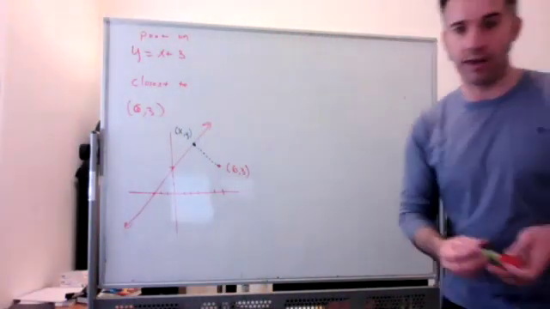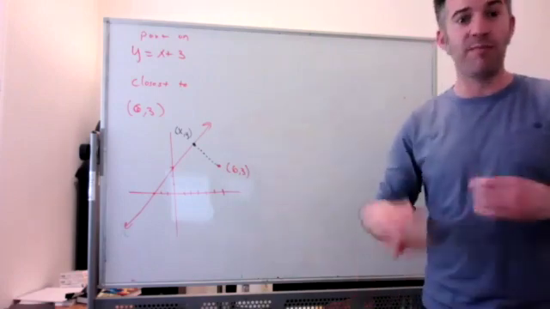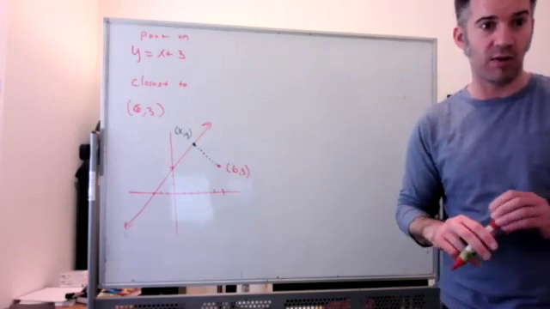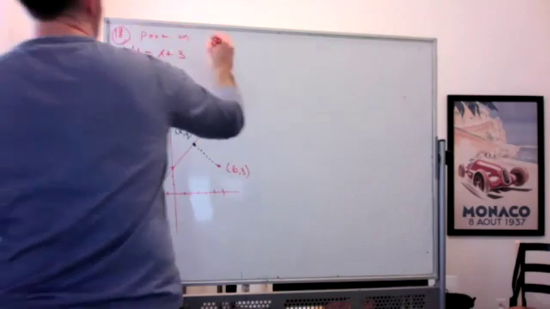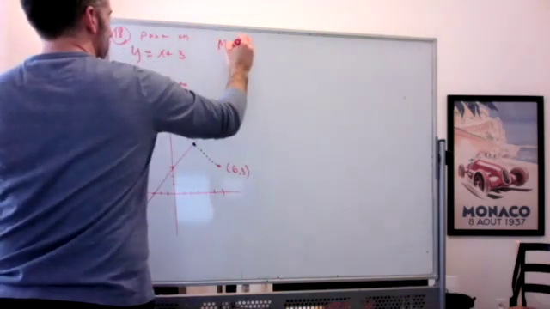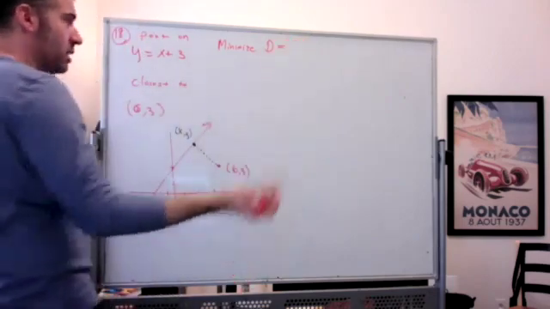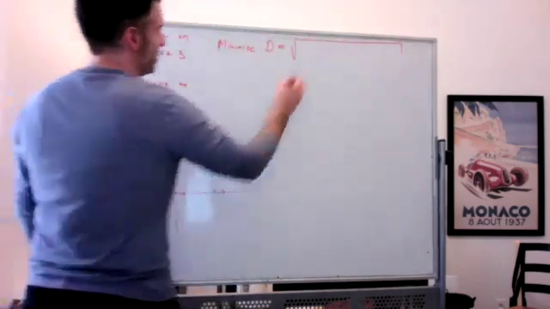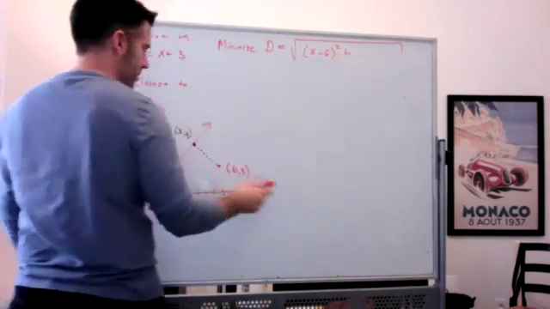And our job here, the hint is you have to minimize something. To find the closest point, we have to minimize the distance between them. This is problem 18 on exam one. So we're going to minimize the distance, which is the square root of x minus 6 squared plus y minus 3 squared.